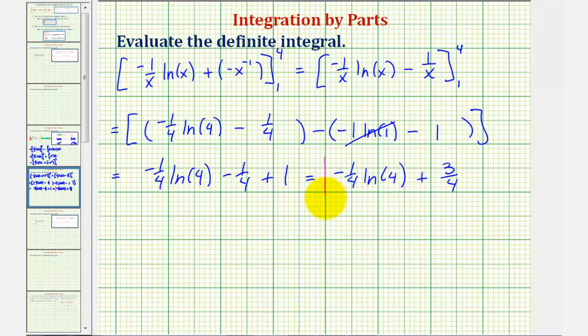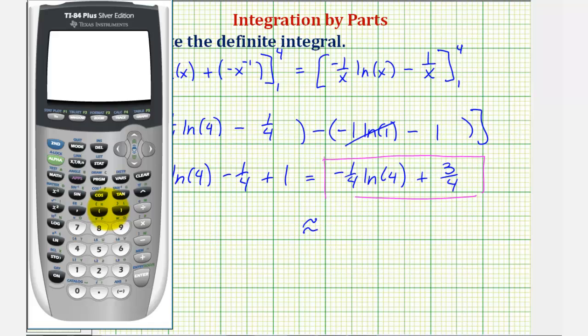But let's also get our decimal approximation for this. We'd have negative 1/4 natural log 4, and then plus 3/4. So we have approximately 0.4034.